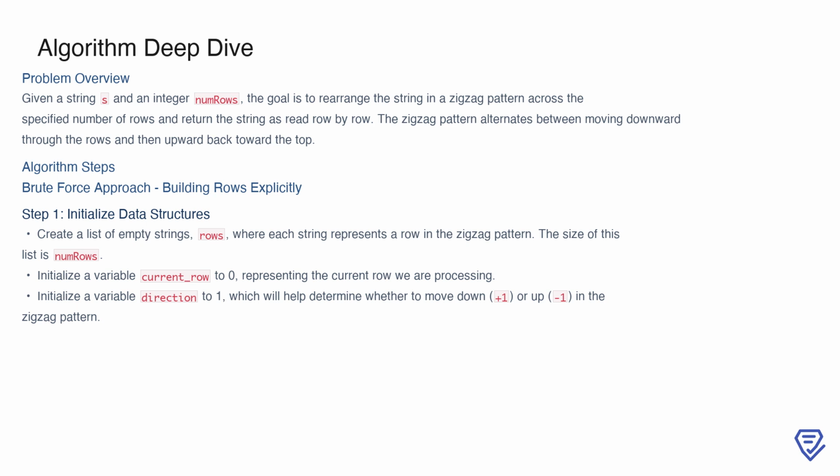Specifically, we create a list of empty strings called rows. Each string in this list will represent one row of the zigzag pattern, and the size of this list is determined by numRows. To track our current position in the zigzag traversal, we use a variable current_row, which starts at 0. Additionally, we use another variable direction, initialized to 1, to help us decide whether to move downward through the rows or upward back toward the top. These simple structures lay the foundation for implementing the zigzag logic efficiently.